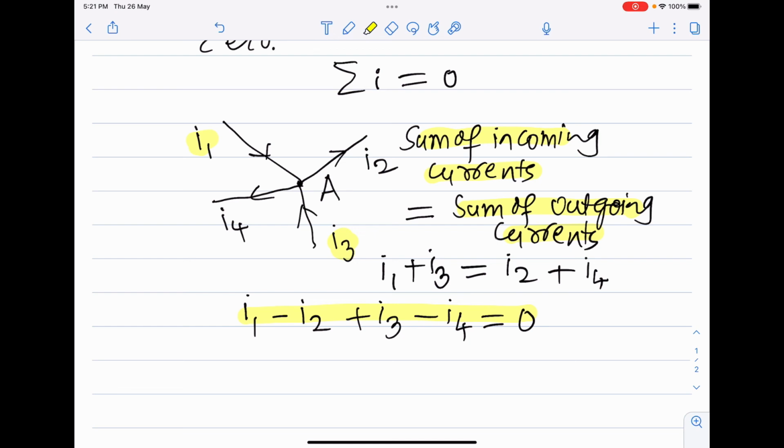Kirchhoff's current law is very useful because it is possible to analyze various electronic circuits by making use of Kirchhoff's current law.